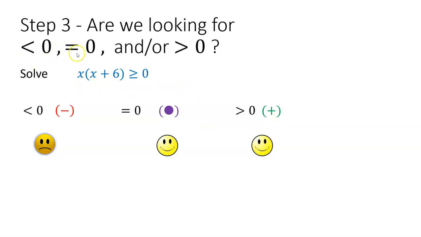Are we looking for less than 0, equal to 0, and or greater than 0? Well, we don't want less than 0. We do want equal to 0, and we want greater than 0. So we care about the zeros that are filled in and the plus signs. That's what we ultimately want.